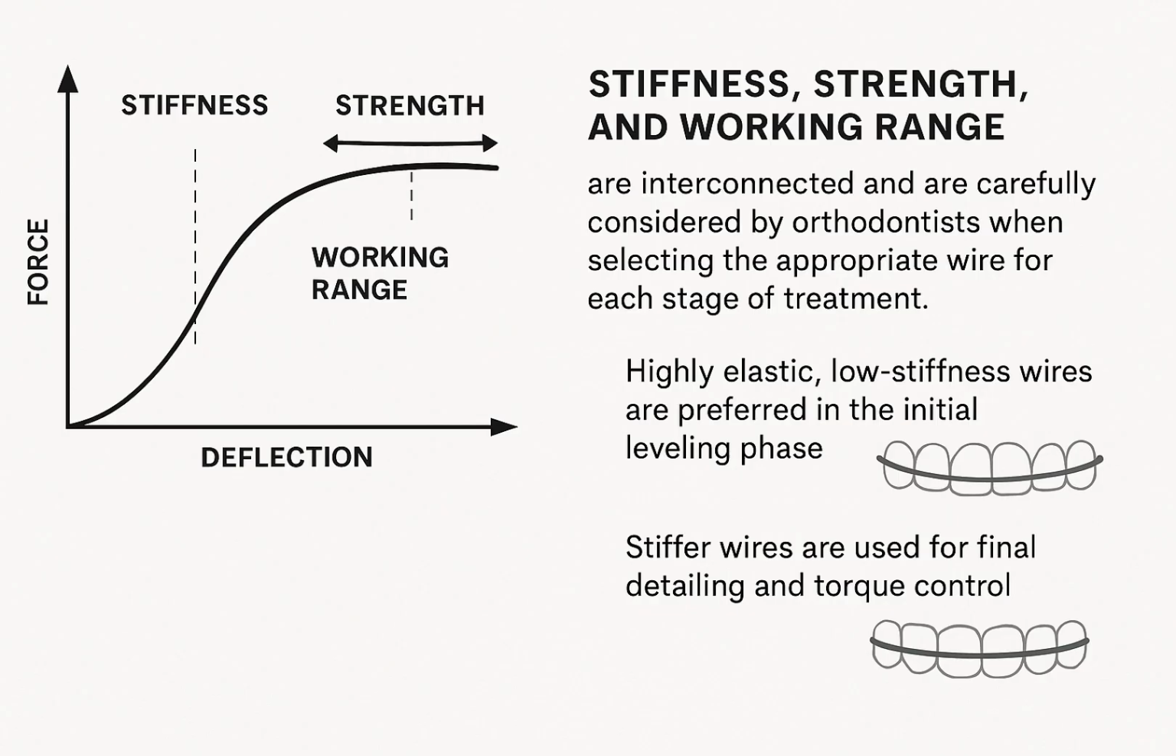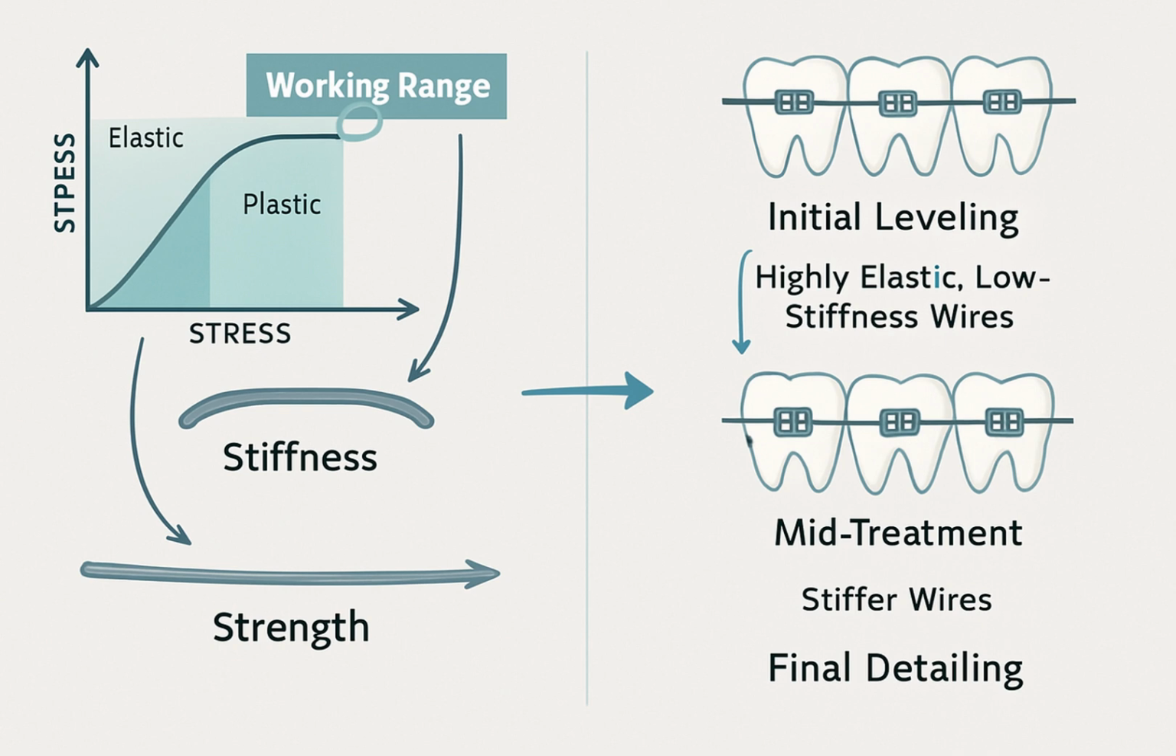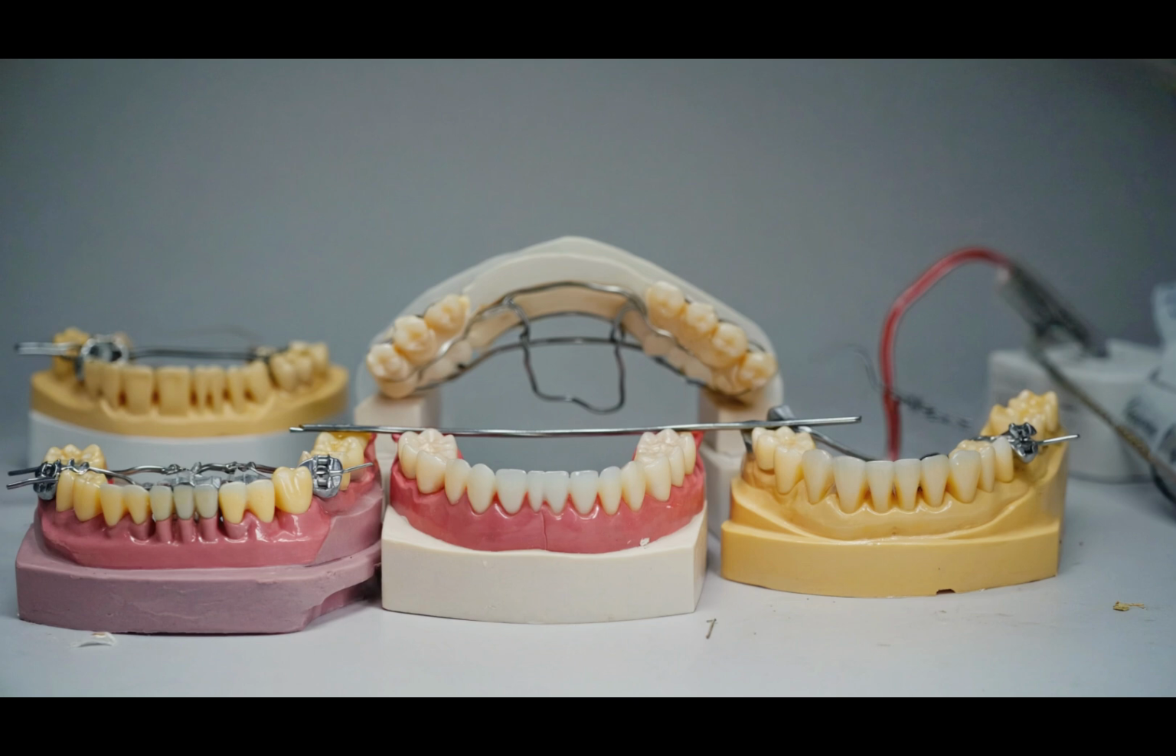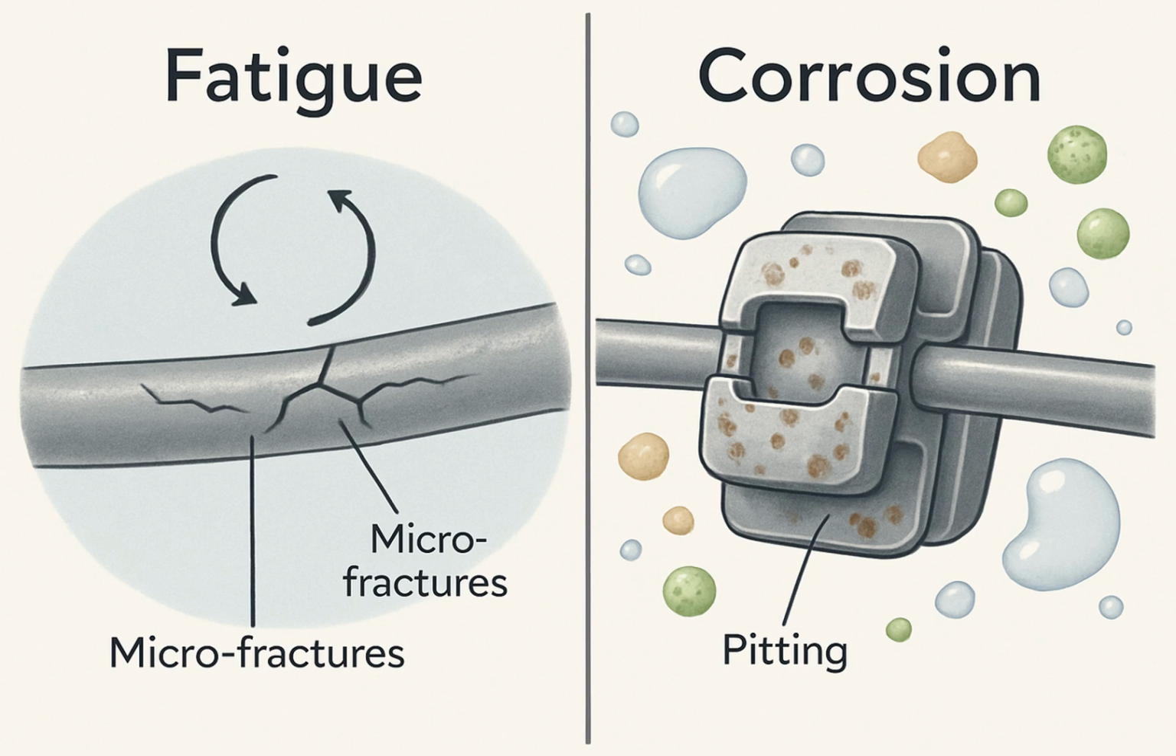These 3 properties, stiffness, strength, and working range, are interconnected and are carefully considered by orthodontists when selecting the appropriate wire for each stage of treatment. For instance, highly elastic, low-stiffness wires are preferred in the initial leveling phase, while stiffer wires are used for final detailing and torque control. Even the most perfectly designed orthodontic materials face challenges within the harsh environment of the oral cavity. 2 significant factors that can compromise their performance are fatigue and corrosion.